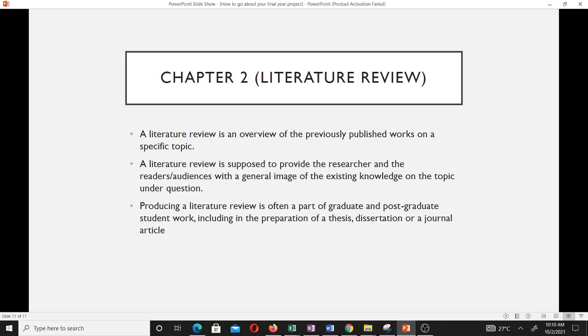A literature review is supposed to provide the researcher and the readers or audiences with a general image of the existing knowledge on the topic in question. Producing a literature review is often a part of graduate and postgraduate students' work, including in the preparation of a thesis, dissertation, or journal article. So in chapter two, you review other people's work on the problem you are working on, and you document it.